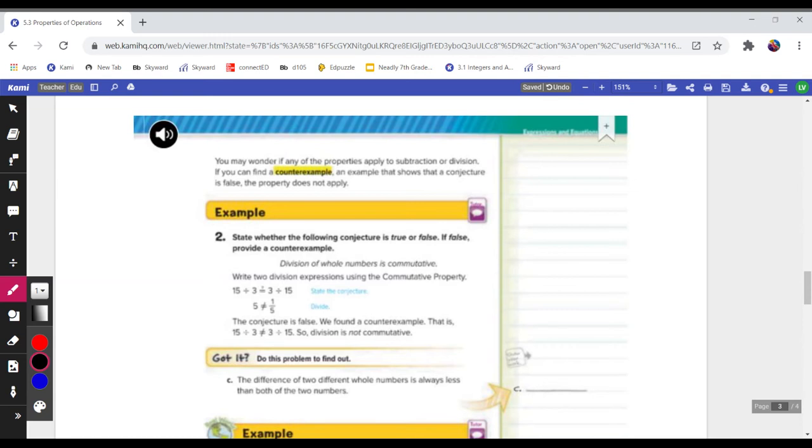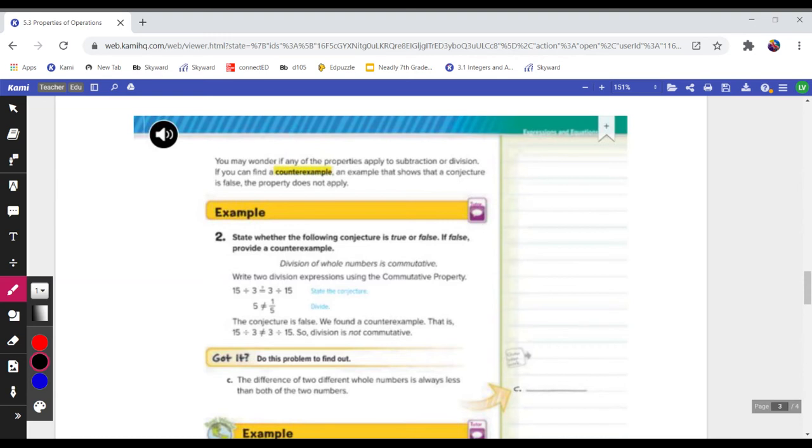So you may wonder if any of the properties apply to subtraction or division. If you can find a counterexample, which is an example that shows a conjecture is false, the property does not apply. So all that means is if you can prove that it doesn't work for subtraction or division, that's called a counterexample. So let's try that with example number 2.